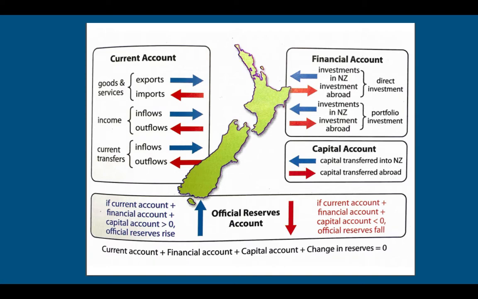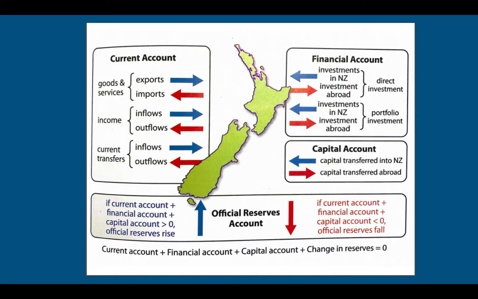Here is a visual of how all this looks. If you look at the current account, you have three different brackets within that: goods and services, income, and current transfers. Exports, imports, inflows, outflows, inflows, outflows. This is the financial account, investments, right? So there's direct investment and then there's portfolio investments. There's the capital account, which is just capital transferred from one country or into a country and then out of a country. Underneath all that is the official reserves.